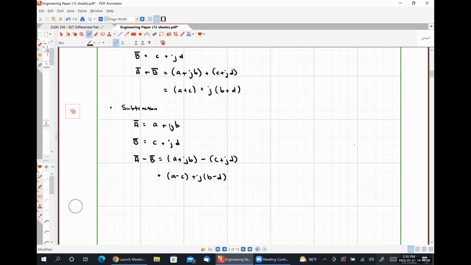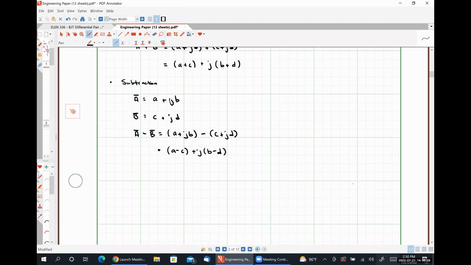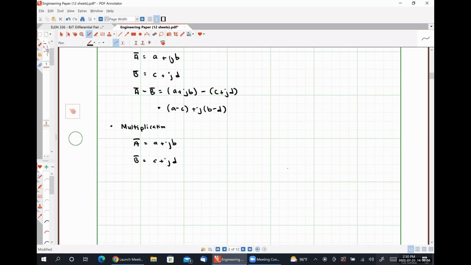All right, now let's talk about multiplication. Here's where things are going to get a little bit more difficult. So again, let's say that A is equal to a plus jb, and B is equal to c plus jd. From here, multiplying A times B will look like this. And I want to point something out. If you see two complex numbers next to each other, that means that multiplication is happening.